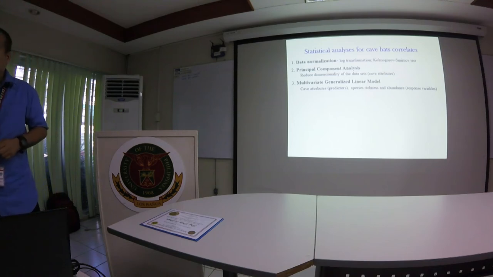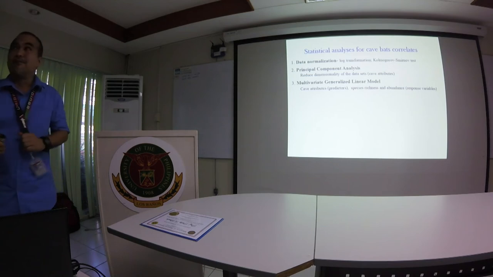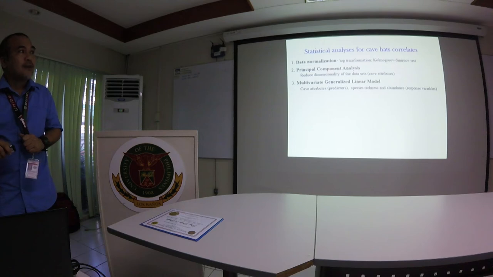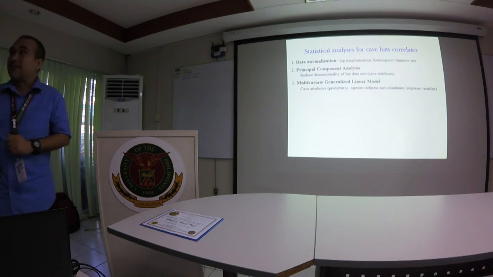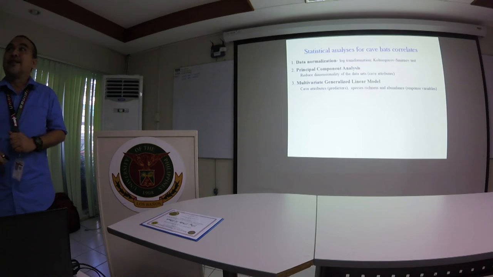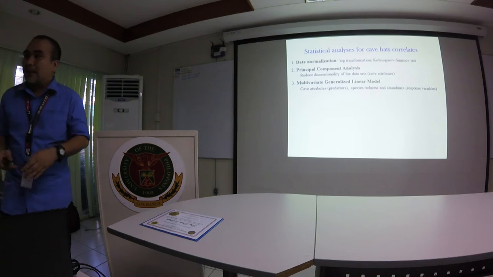And then depending on the nature of my data set, probably I'm going to use multivariate GLM, using cave attributes as predictors. So those 21, or the components that are coming out of the PCA, and then species richness and abundance as response variables. Essentially, what I'm trying to look at here is what are the predictors that have a significant contribution to species richness and abundance.